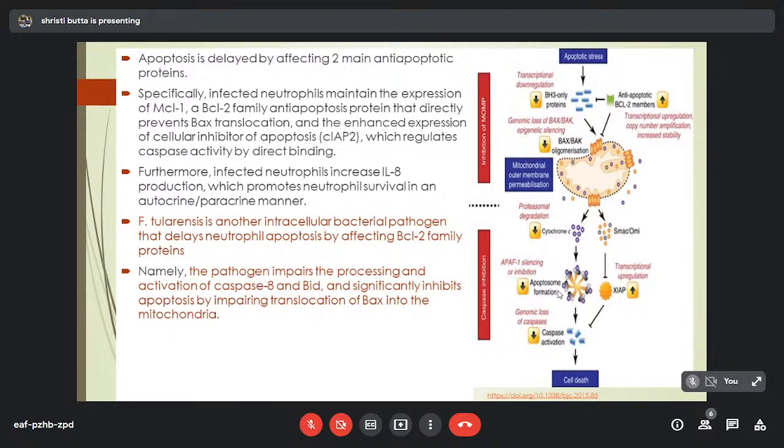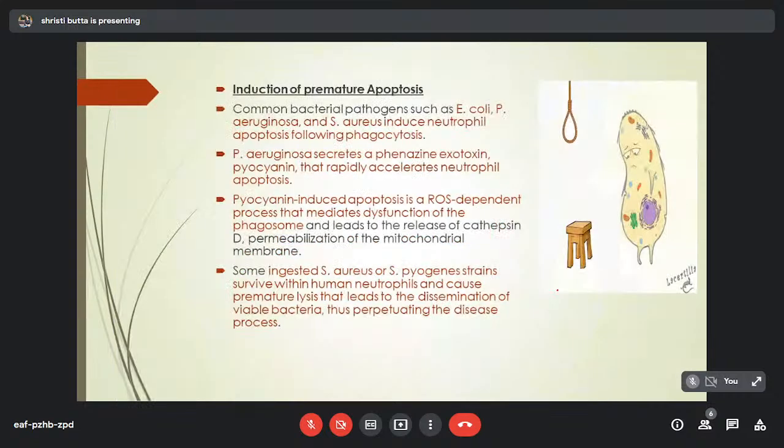Now coming to the induction of premature apoptosis. Induction of premature apoptosis happens in conditions like E. coli, Pseudomonas aeruginosa, Staph aureus, etc. Pseudomonas aeruginosa secretes a phenothiazine exotoxin. What is the function of this phenothiazine exotoxin? That allows for apoptosis or phagocytosis. In addition, Pseudomonas aeruginosa secretes a phenothiazine exotoxin called pyocyanin that rapidly accelerates neutrophilic apoptosis. So one was an evasion and the other is allowing for accelerated neutrophilic apoptosis.